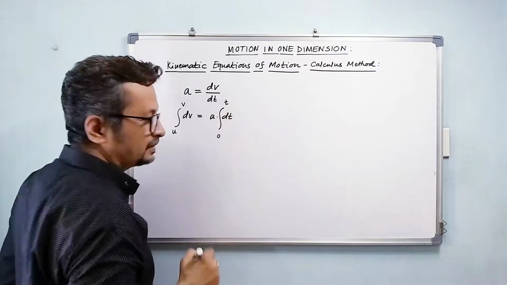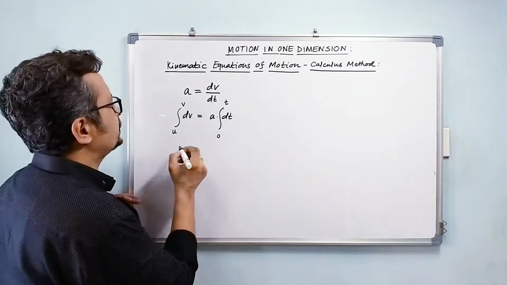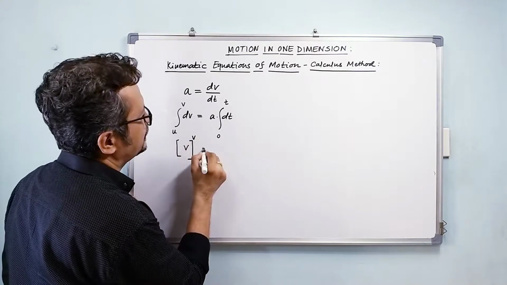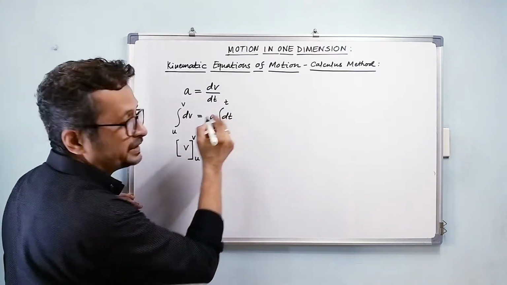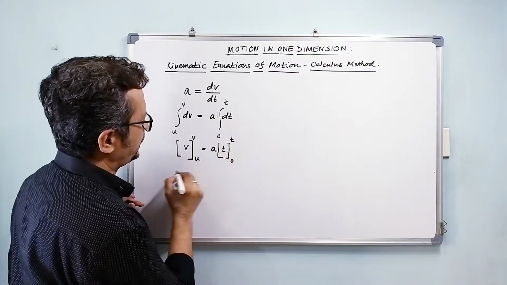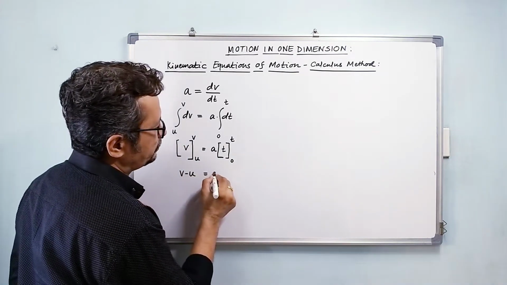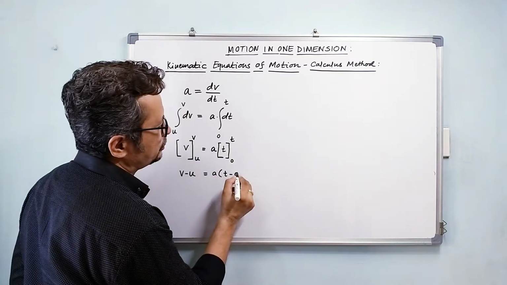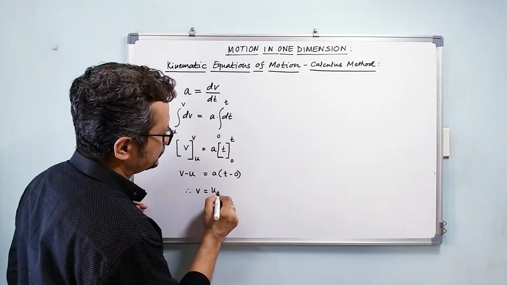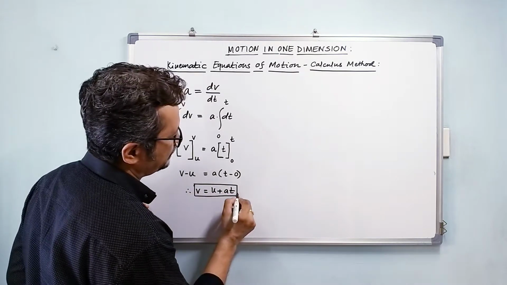Correct. So now the integral of dv is going to be v, with limits u to v, and it is a into the integral of dt, which is t, with limits 0 to t. Upper limit minus lower limit, so v minus u is equal to a into t minus 0. Upper limit is t and lower is 0, correct. Therefore v is equal to u plus at. This is my first kinematic equation.